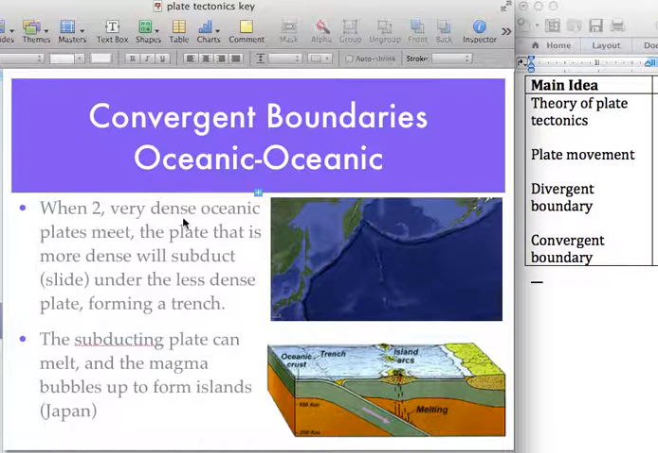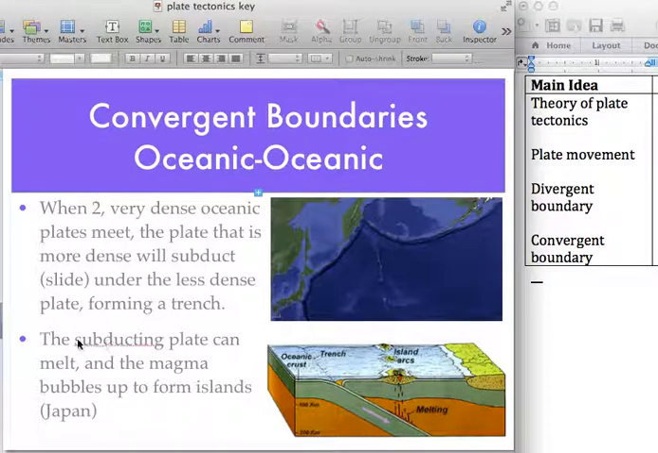When two oceanic plates meet, one of those plates is going to be slightly denser than the other, and it's going to subduct under the less dense plate, forming a trench. Notice the water isn't going anywhere. The water is still just on top. This is the actual seafloor itself getting pushed under the other side.